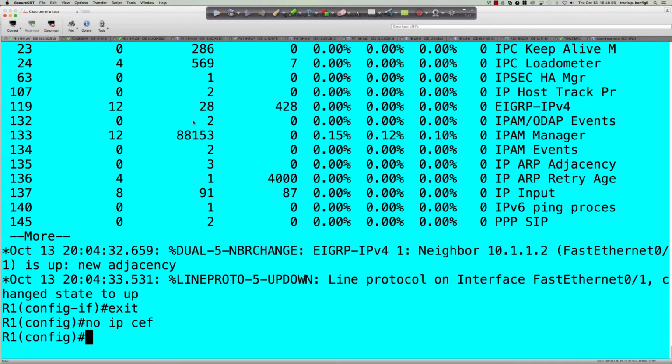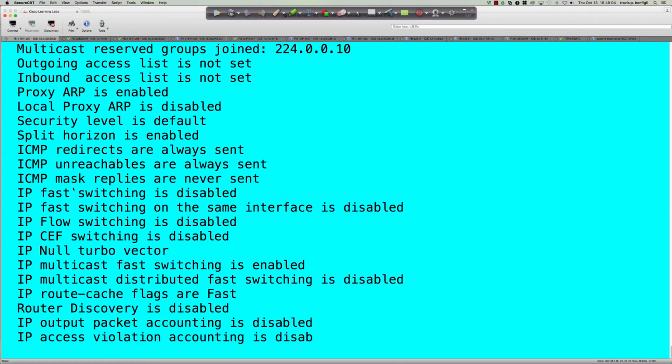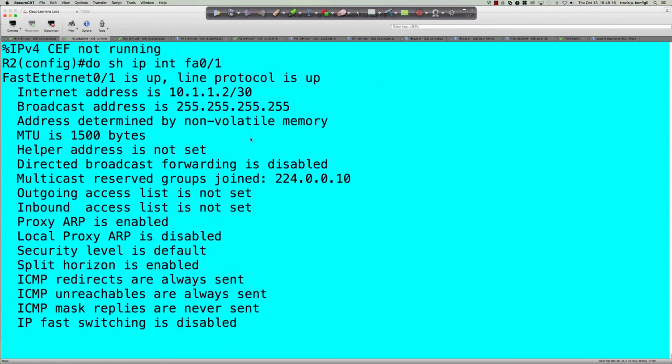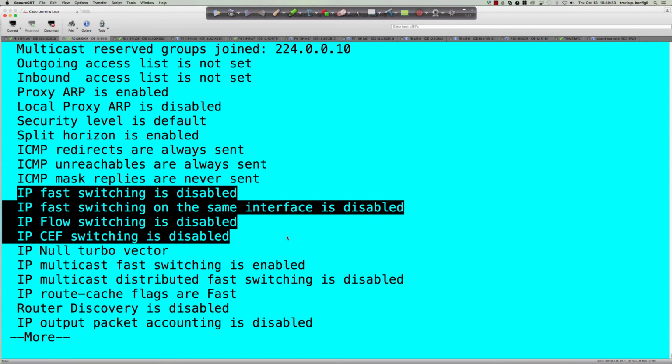So we would be doing what kind of switching? Let's see, do show ip interface FA0/1. What do you think it's going to say? When we disabled CEF, it disabled fast switching. We take a look over here at show ip interface fast Ethernet 0/1. And what do we get? Fast switching is disabled. CEF switching is disabled.